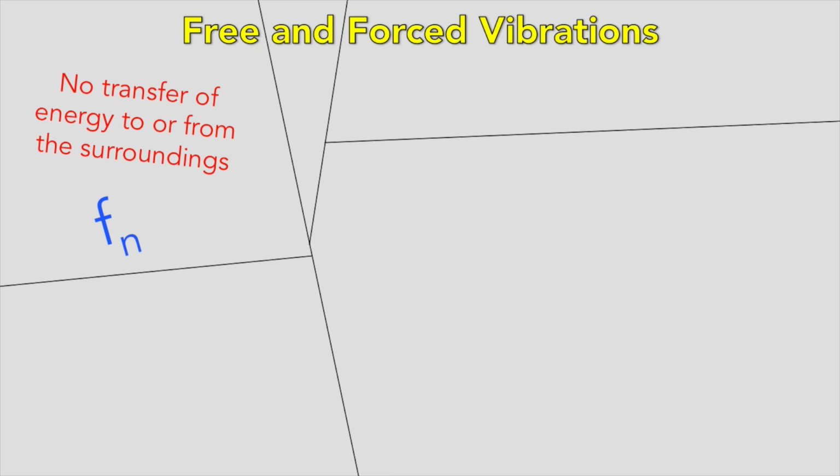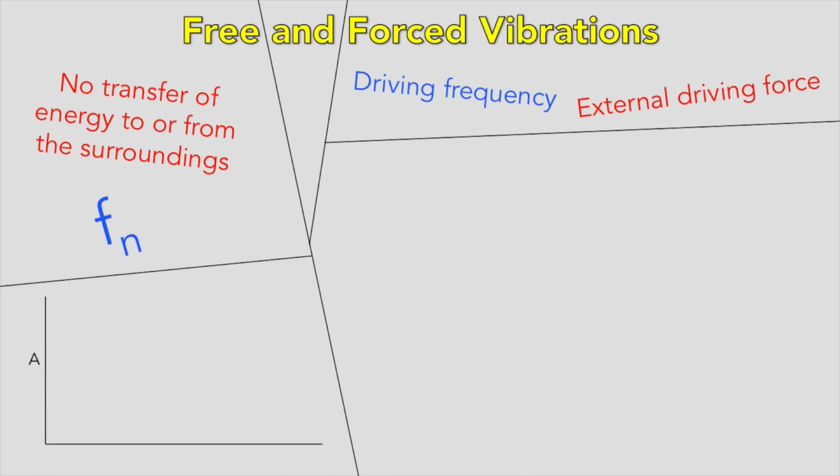Forced vibrations happen when there is an external driving force. The frequency of this force is called the driving frequency. When the driving frequency approaches the natural frequency, the system gains more and more energy from the driving force, so it vibrates with rapidly increasing amplitude. When this happens, the system is resonating. This graph shows how A changes with the driving frequency.